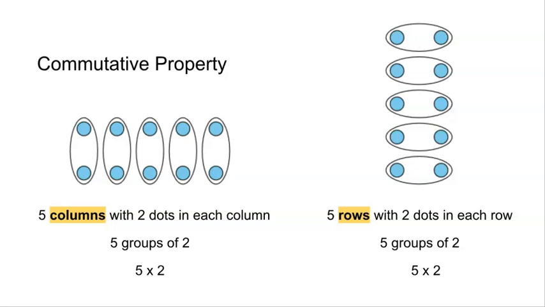Now, third graders don't need to know the name of this property of multiplication. However, they do need to understand the big idea for this property, and that is, no matter how you turn the array, the total number of objects or dots in the array will not change.